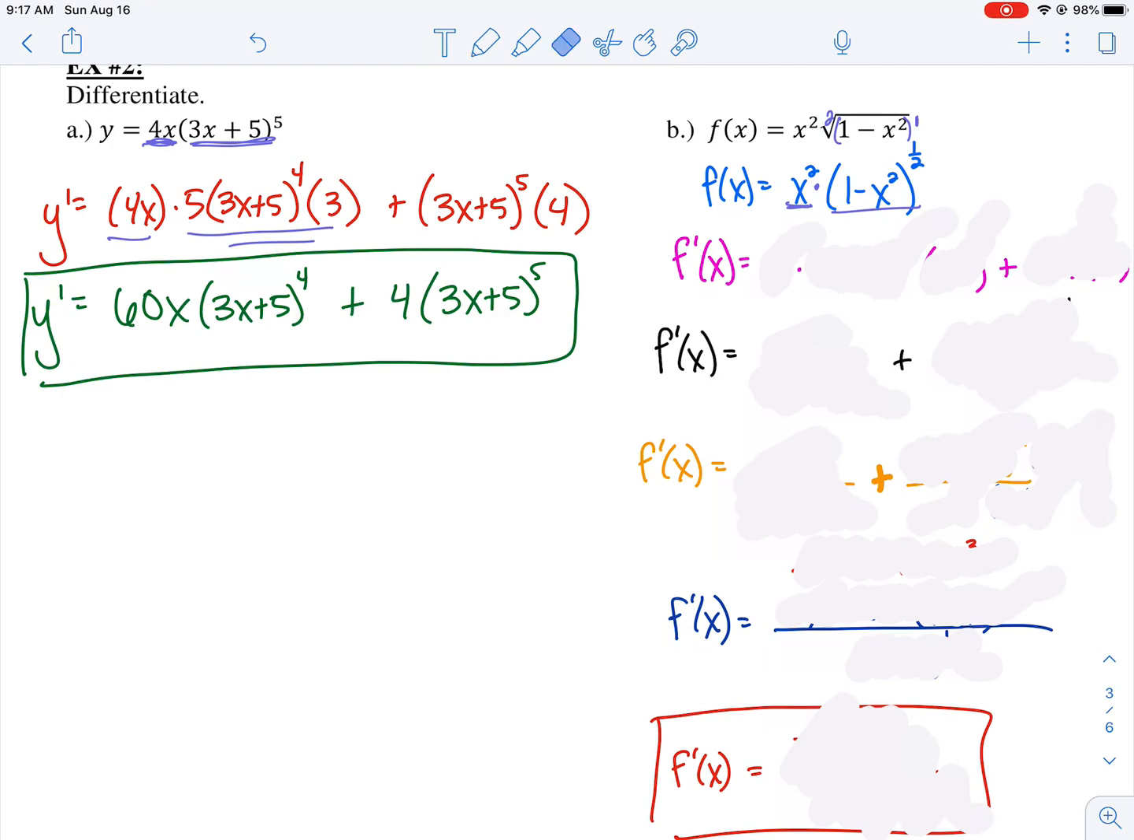All right, I have the first times the derivative of the second, which is a chain rule. I'm going to bring the 1/2 forward. I'm going to keep my inside the same. I'm going to subtract 1 from the exponent, and then I'm not going to forget to multiply by the derivative of the inside, which is negative 2x. That's the first times the derivative of the second, plus the second times the derivative of my first. Don't forget the last piece of your product rule there.